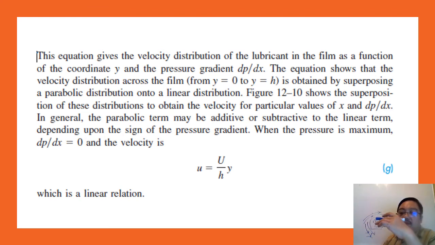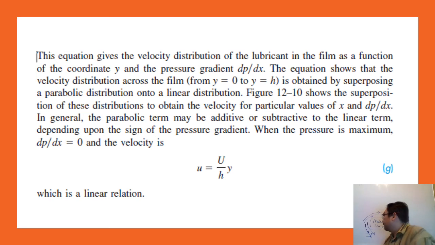Small u is the velocity of the lubricant. Capital U is the velocity of the journal, of the journal moving, and h is the thickness. Okay, thickness of the lubricant.